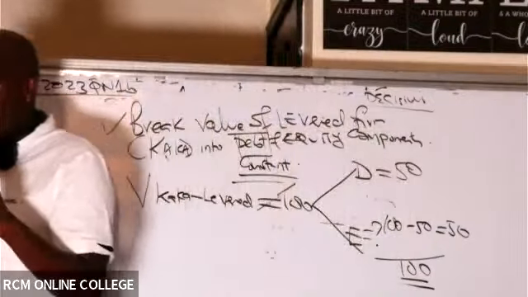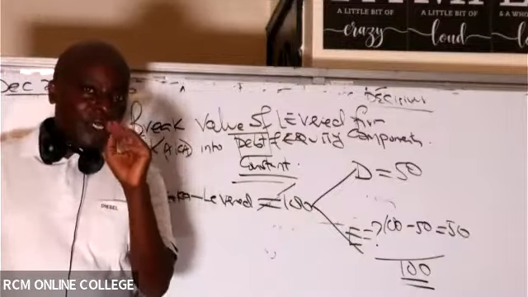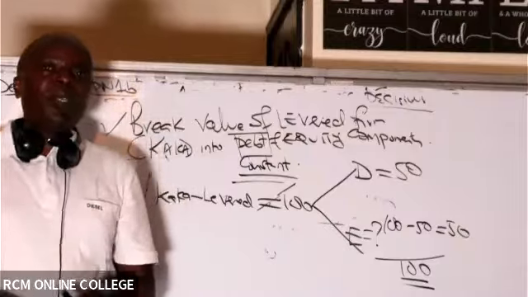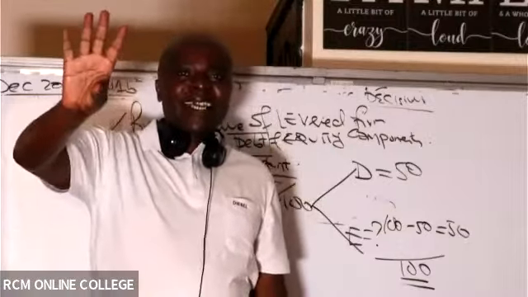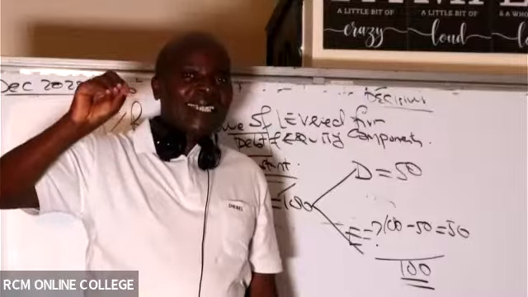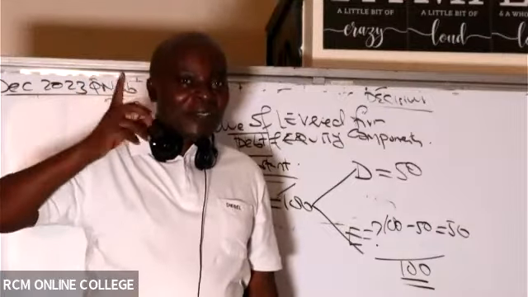Into debt and equity, and not forgetting that debt doesn't fluctuate. Equity can fluctuate. You can see, like in this question, the initial equity was 70. Are you able to see the initial equity of Kaka? The initial equity up there was 70. Are you able to see that?